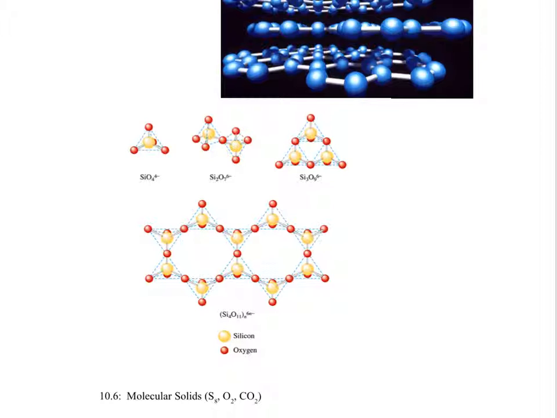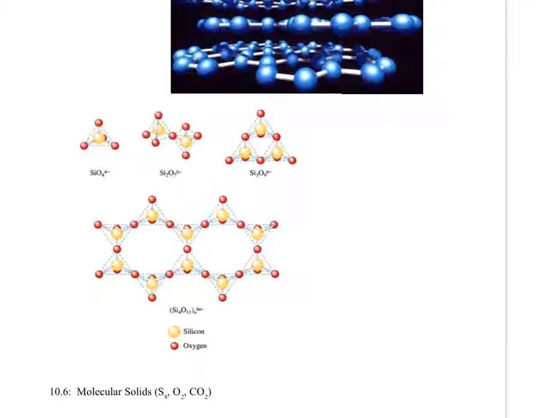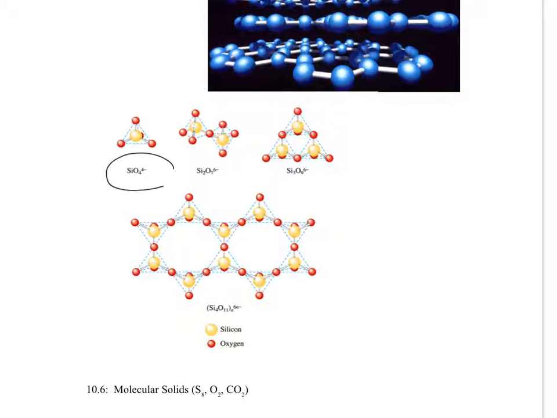These are just some examples of silicate anions. But remember, they're all based on the SiO4. You're not going to be tested on this. You do need to know that SiO2 is quartz. It's a network solid. It's got one of the strongest bonds, a high melting point, that kind of stuff.